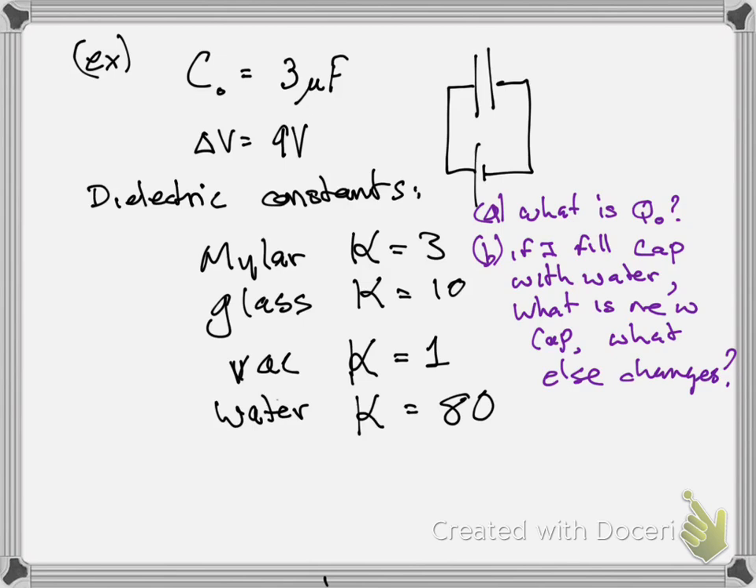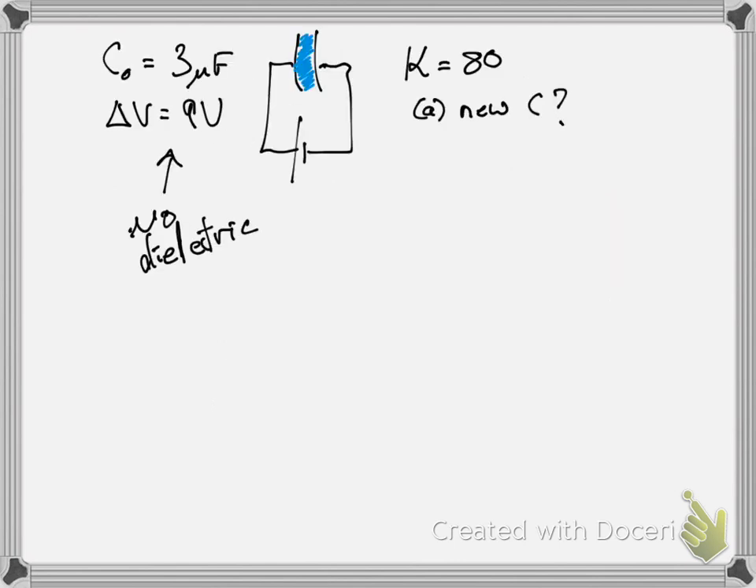Okay, so now I'm going to ask 2 questions. What is the charge of the capacitor plates before I add a dielectric? And then if I add a dielectric, let's add water, and fill the space between the plates with water, what's the new capacitance? And what other physical quantity changes in the circuit?